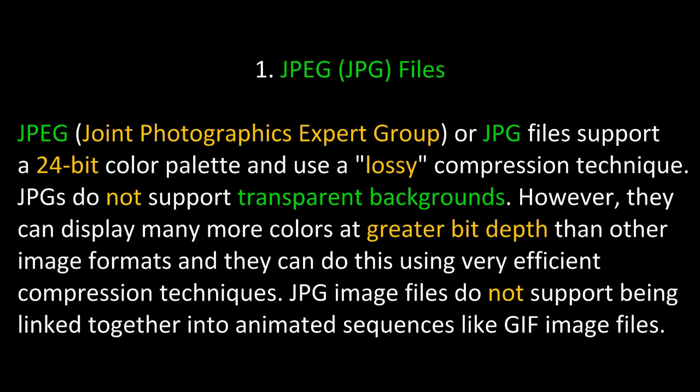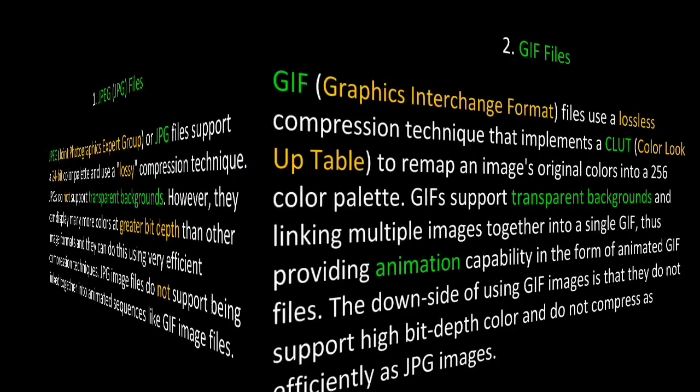JPEG, or Joint Photographic Experts Group, or JPG files, support a 24-bit color palette and use a lossy compression technique. This means that the quality decreases the more you compress it. JPEGs do not support transparent backgrounds. However, they can display many more colors at greater bit depth than other image formats, and they can do this using very efficient compression techniques. JPEG image files do not support being linked together into animated sequences like GIF image files do.